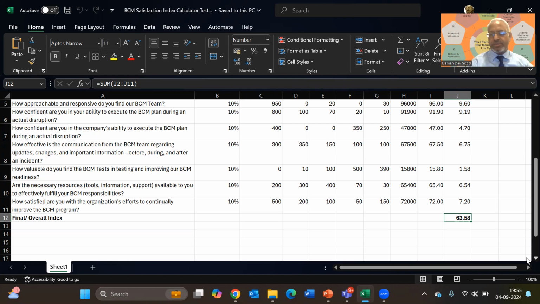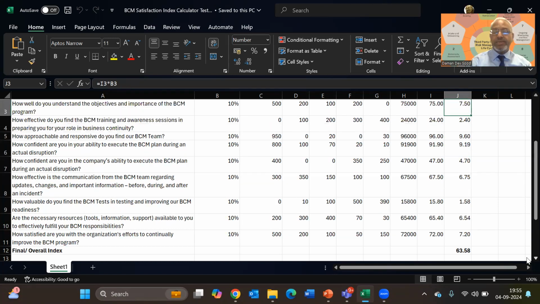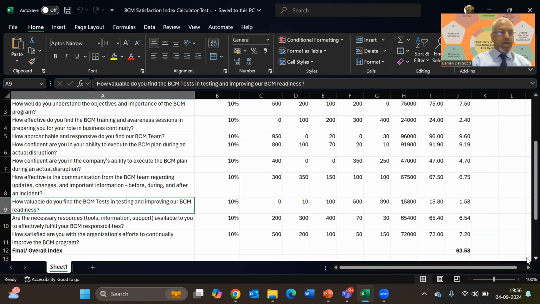When you've done this, then you say, now I see an action item: 63.58, for example, is below my target of 75%. Anyway, we need to make improvements, clearly. But you could see where the most improvement is possible and required. For example, 1.58 is the lowest one. The question was about how valuable do you find the BCM tests in testing and improving our BCM readiness?